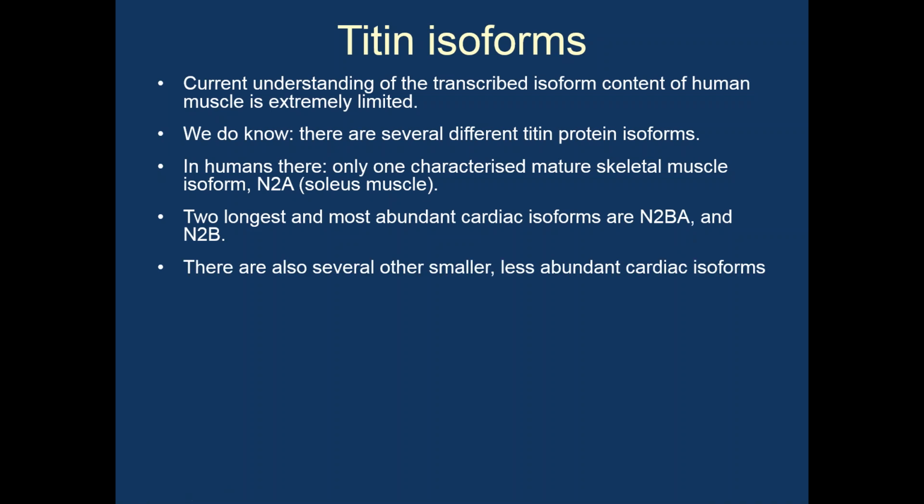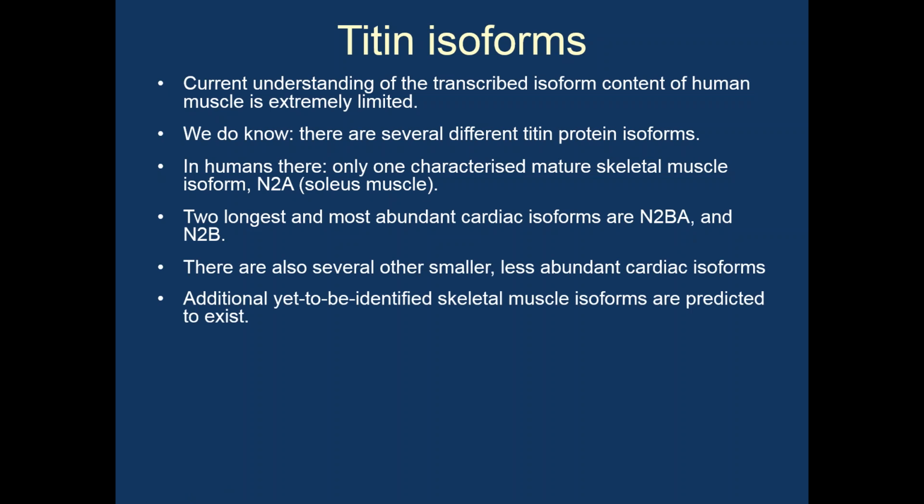But there are also several other much smaller, less abundant cardiac isoforms that we know about, and there are almost definitely yet to be identified skeletal isoforms in other muscles and in developing muscle that we don't yet know about. So that's got important implications in terms of titin disease, and we'll talk about that a little bit later as well.